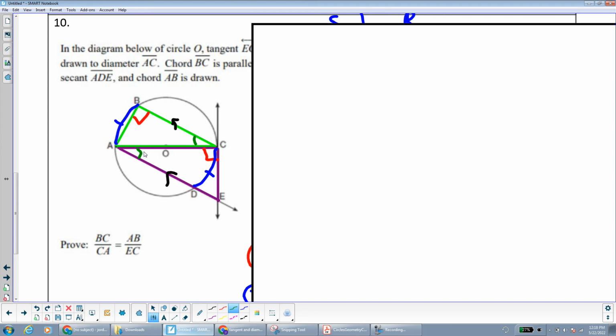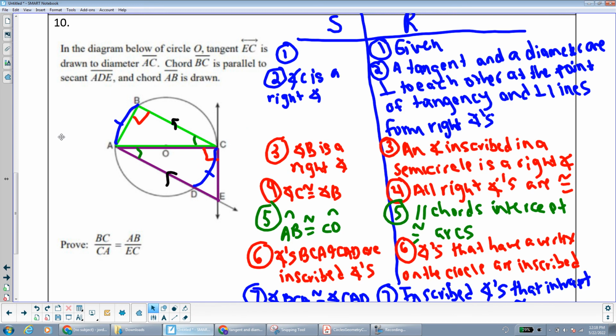Now we have AA showing that the triangles are similar. From there, we can prove the proportion. It's the same reason every time. Corresponding parts of similar triangles are proportional. Specifically, corresponding sides of similar triangles are proportional. I'm going to remove this so you can take a look.